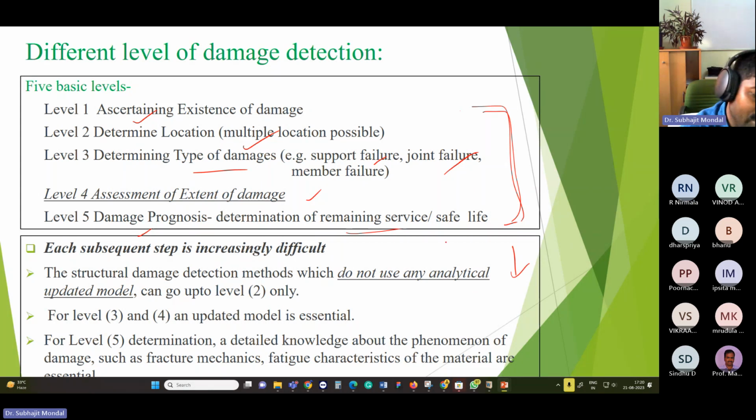In level 1, it is easy to identify whether there is damage or not. That is comparatively easier than the fifth point, or level 5.